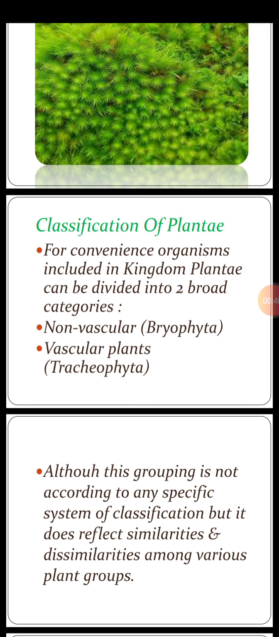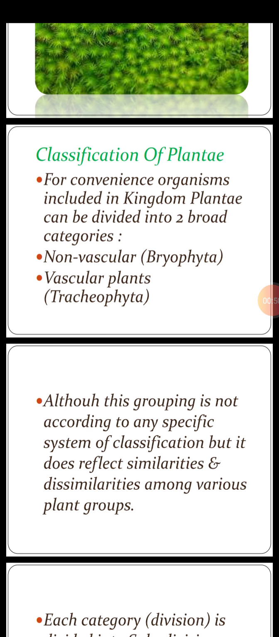For convenience or ease, organisms included in Kingdom Plantae, like plants, can be divided into two broad categories. Number one are non-vascular plants like Bryophyta or Bryophytes. Second one are vascular plants called Tracheophytes. That is, they have xylem and phloem tissues.